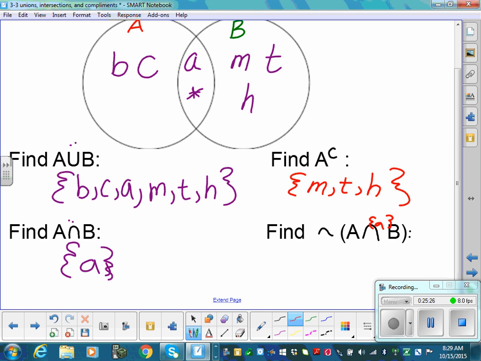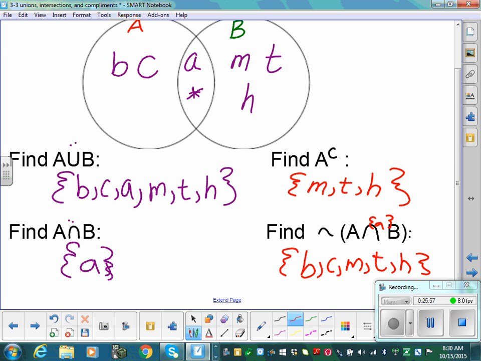Did everybody see how I did that? I worked from the inside out. I'm going to say it again. First of all, I did the A intersect B. We already had done that one. Well, if we hadn't, we'd say where do A and B intersect? It's right here. Now we want the complement of that. So this is what I'm looking at, but we want the complement. Everything not in that. So that would be B, C, and T, H. Very good. Are you all okay with that? All good.